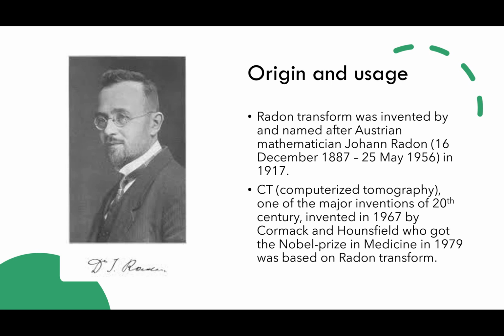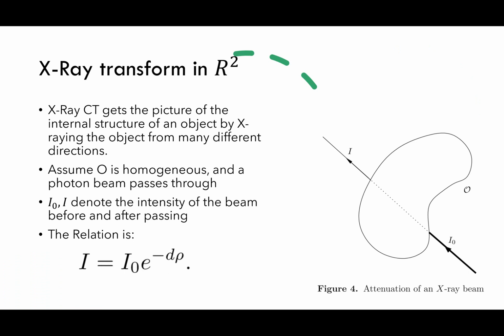The X-ray CT gets the picture of the internal structure of an object by X-raying the object from many different directions. So it can be like human organs or something like that. If you look at the picture on the right, assume this O is a homogeneous object and a photon beam passes through it.